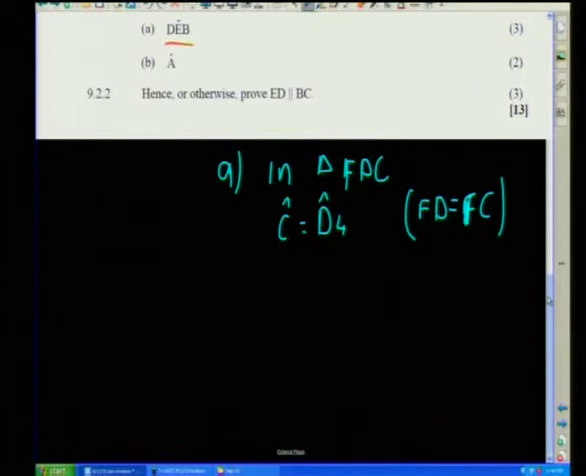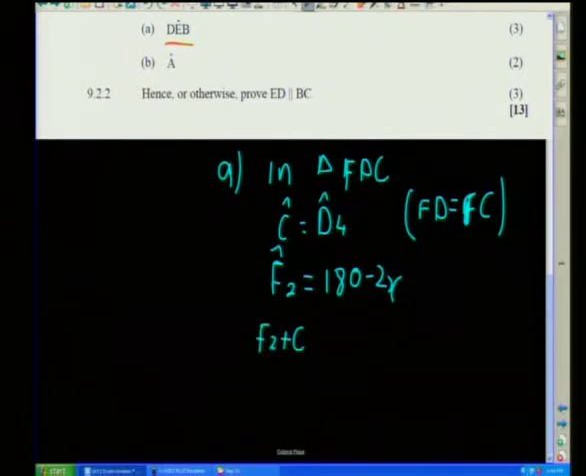We also know that angle F2 was equal to 180 minus 2x, and that was given to us. So if I want to find C and D4, I can say in that triangle FDC, I know that F2 plus C plus D4 is equal to 180 degrees.